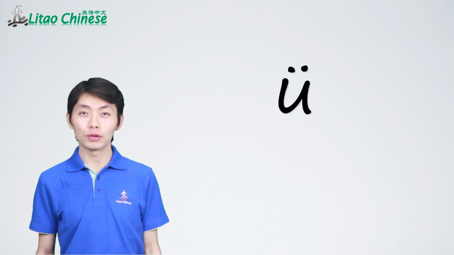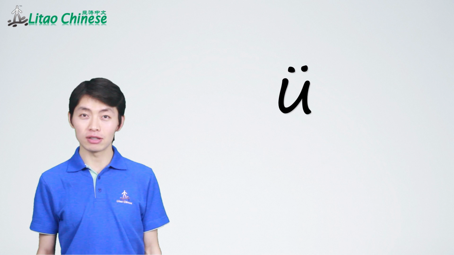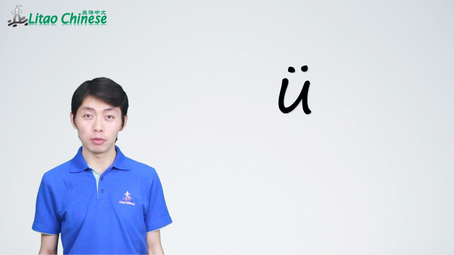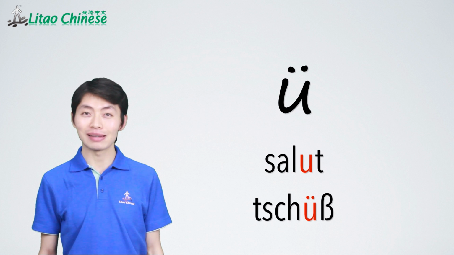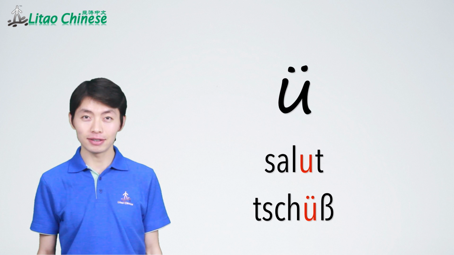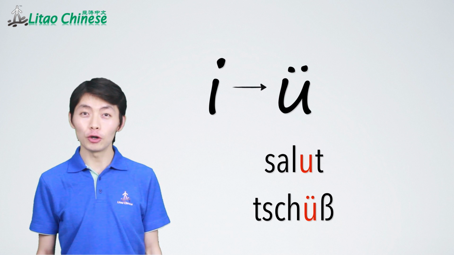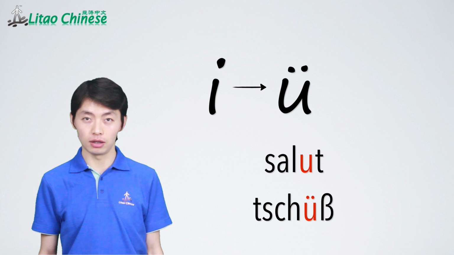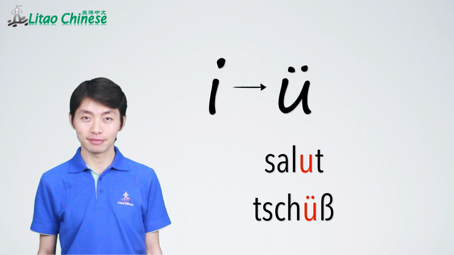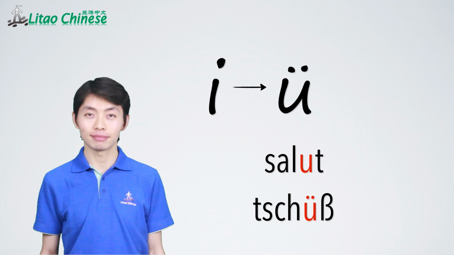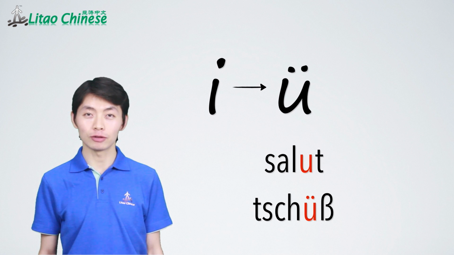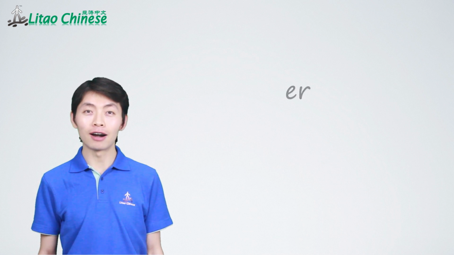The sixth one is yu. Although this sound is not found in English, it occurs both in French, salut, and German, tschüss. To make this sound, you can start by saying a Chinese i, then slowly round your lips until they are tightly rounded, but without moving your tongue. Read after me, please. I, yu, i, yu.